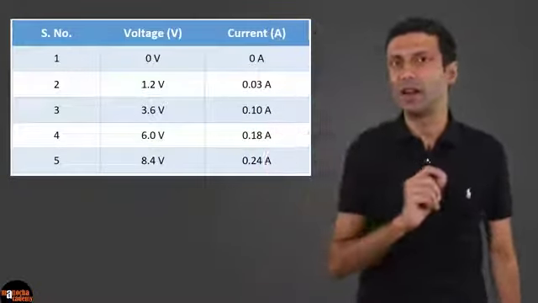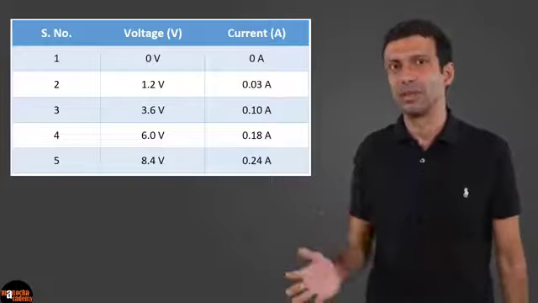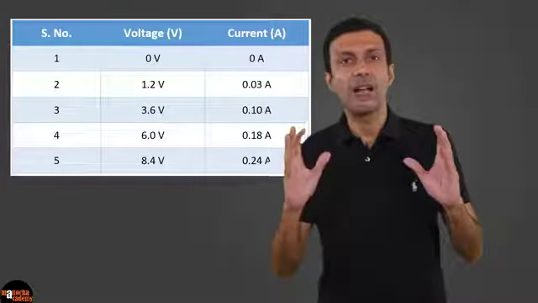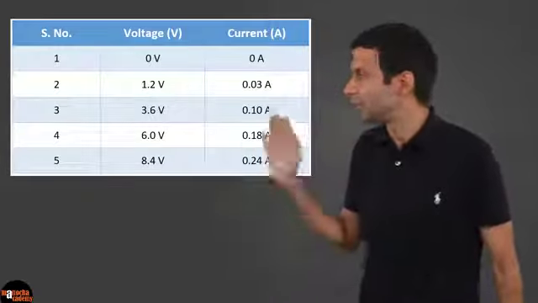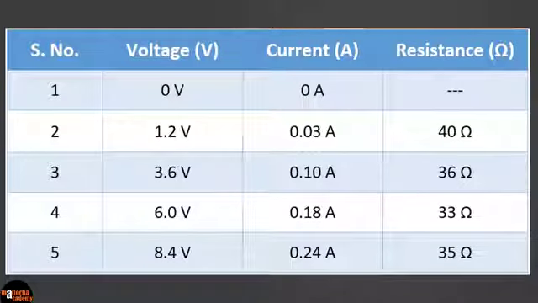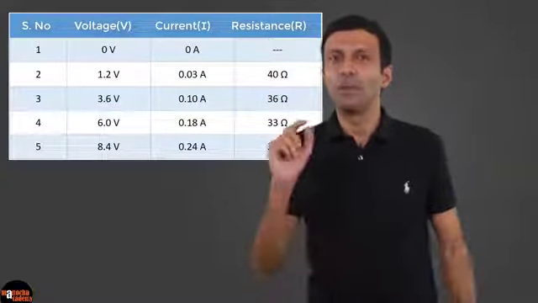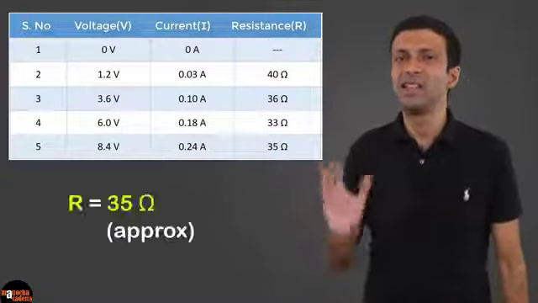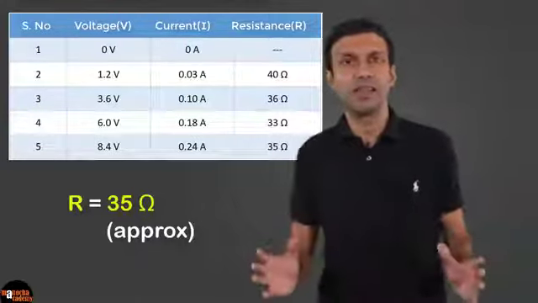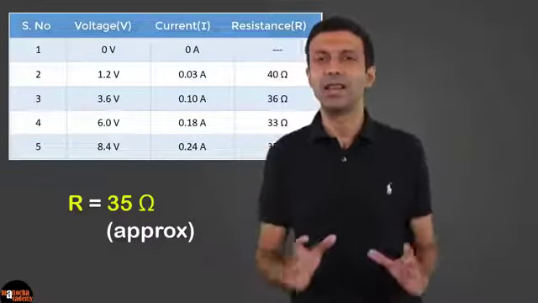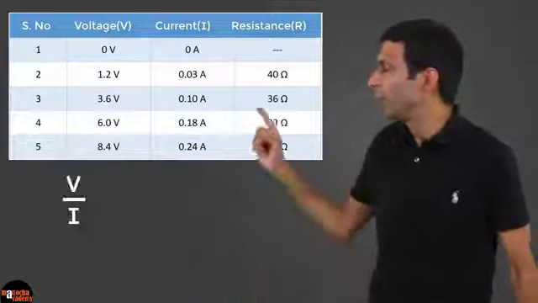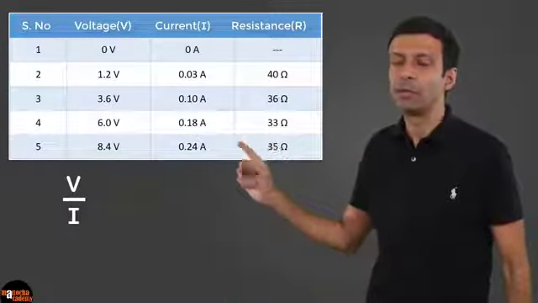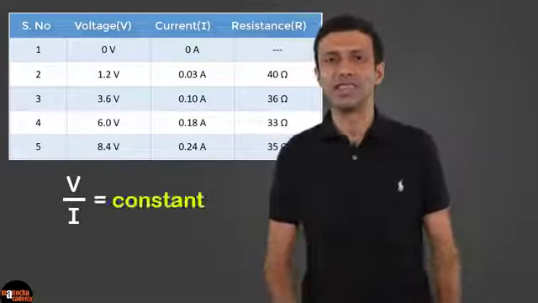Now let's use our table of observations and find the resistance R at the different voltages. So we need to calculate the V by I ratio for each row in this table here. As you can see, the resistance value is approximately same at the different observation points. The resistance R of the wire in the black box is approximately 35 ohm. Now this is expected since the graph was approximately a straight line. So the ratio of V by I, that is the potential difference by current, will be constant.